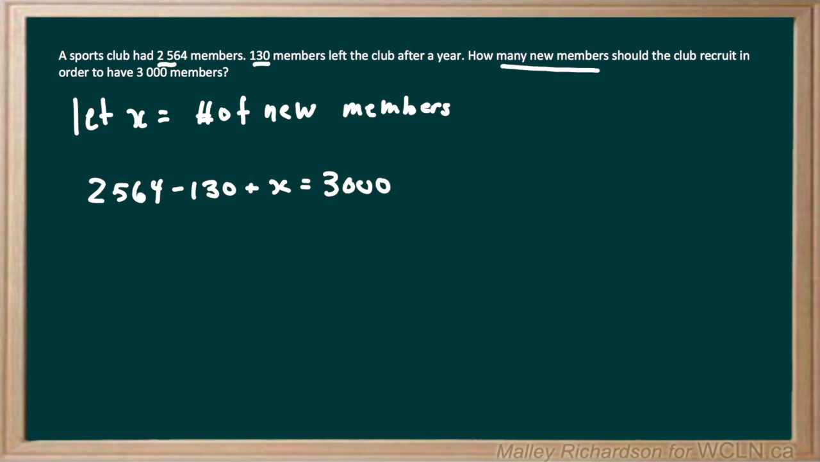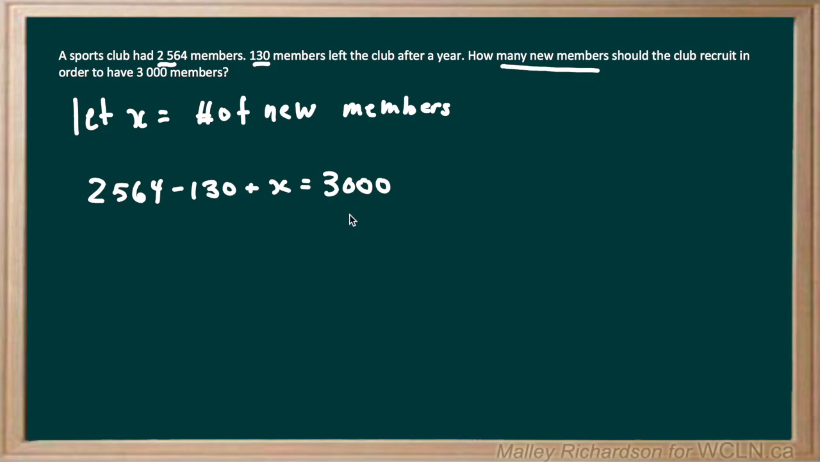Now let's go over this equation and see if it makes sense. The club originally had 2,564 members, they lost 130, and then we have to add on an unknown variable so the club can be at a final number of 3,000 members.